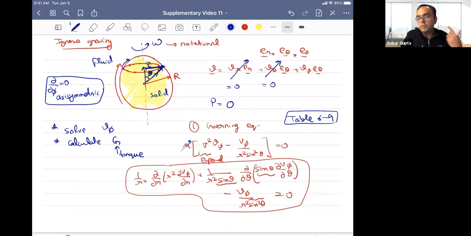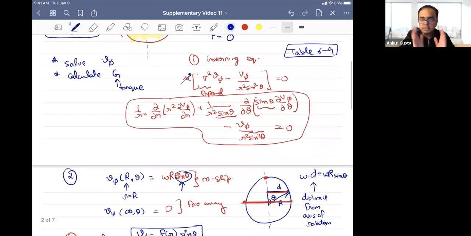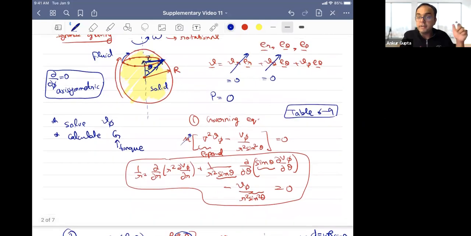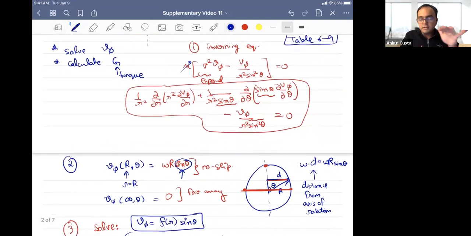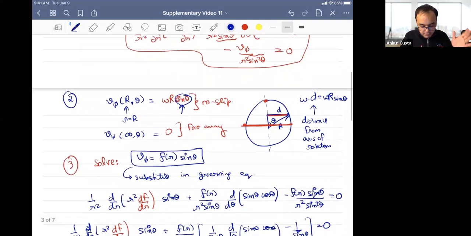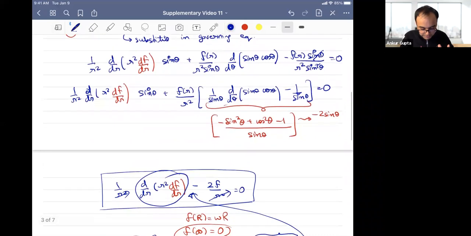So then we got the governing equation. Because of this sine theta floating around, we said we will ignore any dependence on phi itself. V phi is not zero, but the derivative with phi can be zero. So V phi only depends on small r and theta. Because of the way the equation looks, we can substitute V phi as f of r sine theta. We then converted a PDE into an ODE.